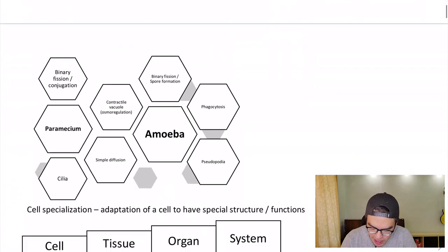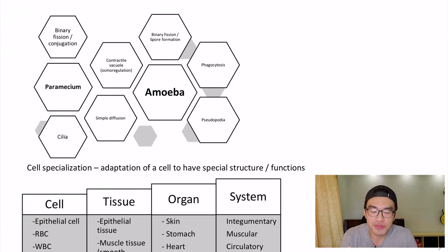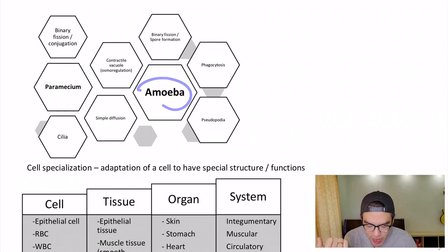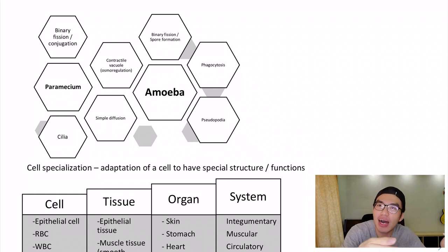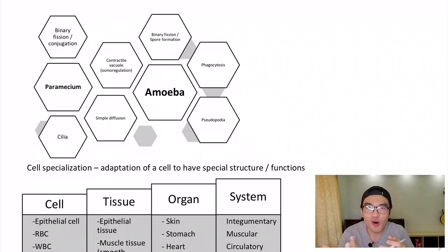Moving on. Alright, this paramecium and amoeba part, I wouldn't want you to focus. Just sort of like touch and go. You only need to memorize a few keywords for these two microorganisms. So, amoeba, they will do binary fission or spore formation, depending on the condition of their surrounding. They will do phagocytosis. This is the eating, swallowing part of any small organisms. Even our white blood cells, they do that.